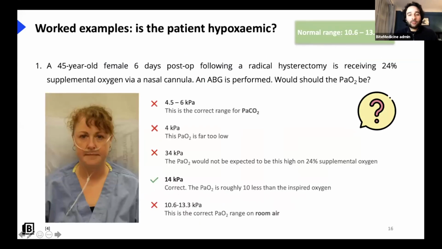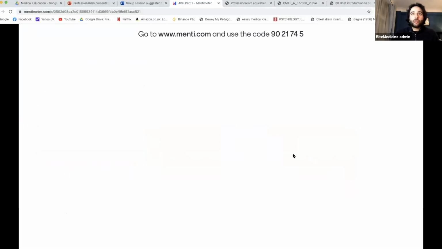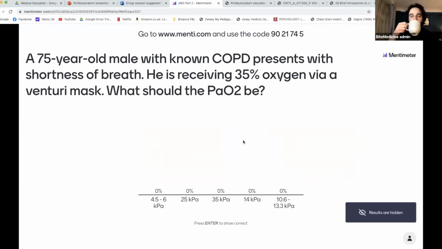That's the explanation there. What about this guy? 75-year-old male with known COPD, presents with shortness of breath. He's receiving 35% oxygen via a Venturi mask. Let's head back over to Menti and make sure that everyone's on the same page here. You can type in the code if you haven't been able to do that last question. And as I said, I know this seems simple, but it's just to really drive this message home.